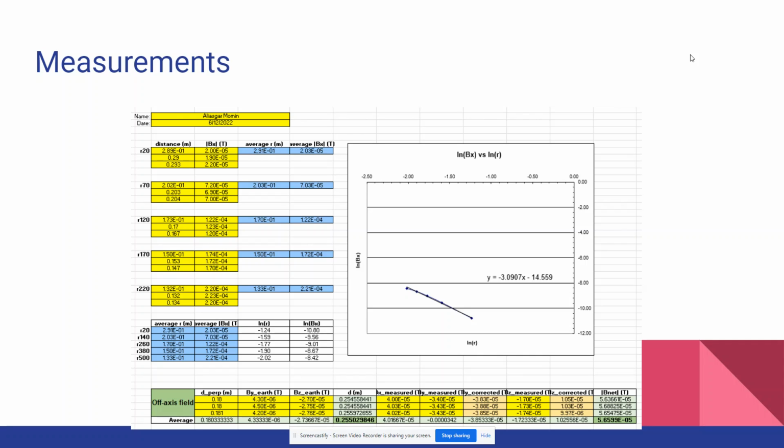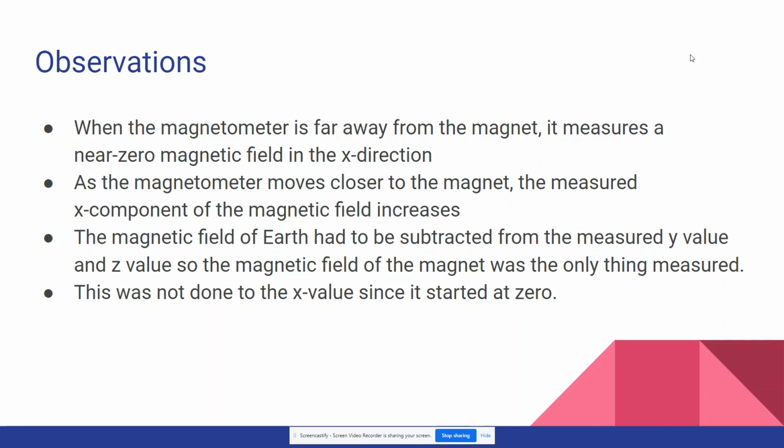The linearized model shows the natural log of the magnetic field as a function of n, the distance dependence, times the natural log of the distance added to the natural log of k. The observations made during the experiment are that when the magnetometer is far away from the magnet, the x-direction value is near zero. Additionally, when the magnetometer is moved closer to the magnet, the x component of the magnetic field increases.